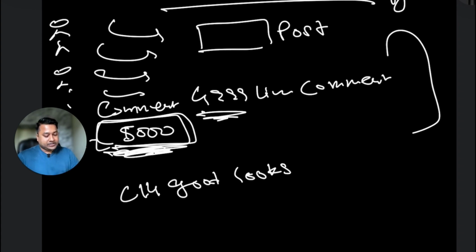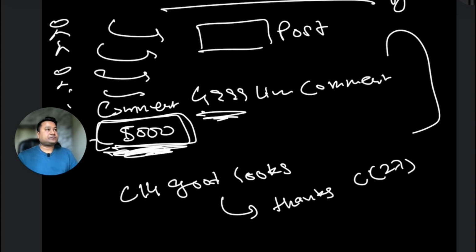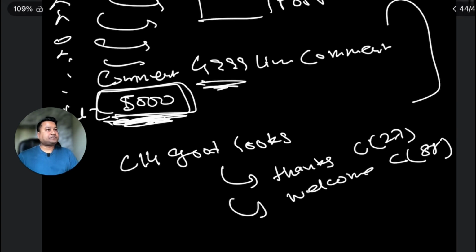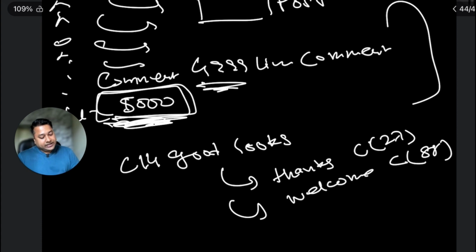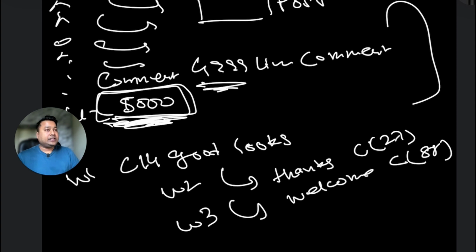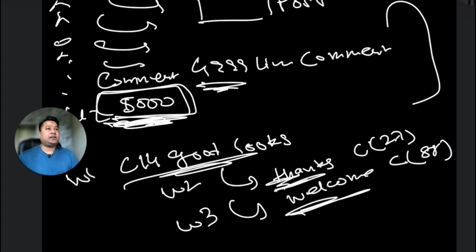Now what matters is all the people who have replied to this person. Let's say I have written "thank you, thanks." This is comment 27, and then somebody has said "welcome", and this is comment 88, right? So if you see these three write operations, write operation 1, 2 and 3, these are all causally related. How? Because you cannot have "thanks" before your "good looks" comment. You cannot have "welcome" before your "thanks", right? So this is a causal operation.